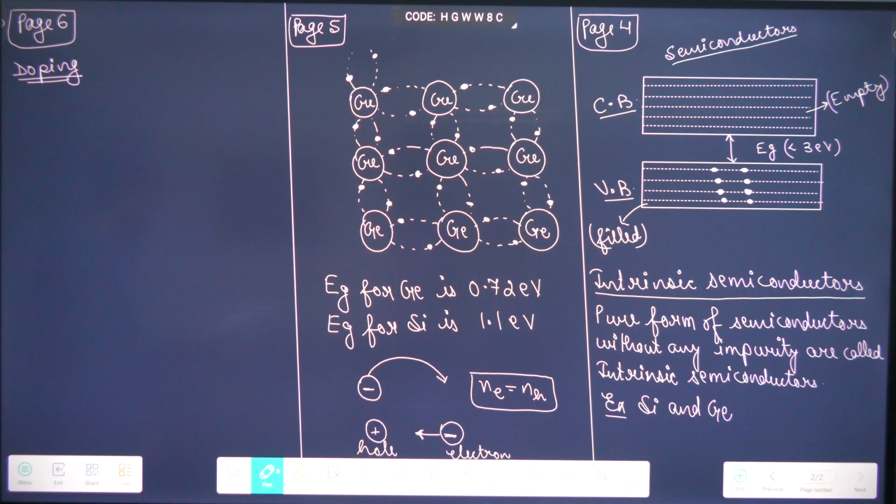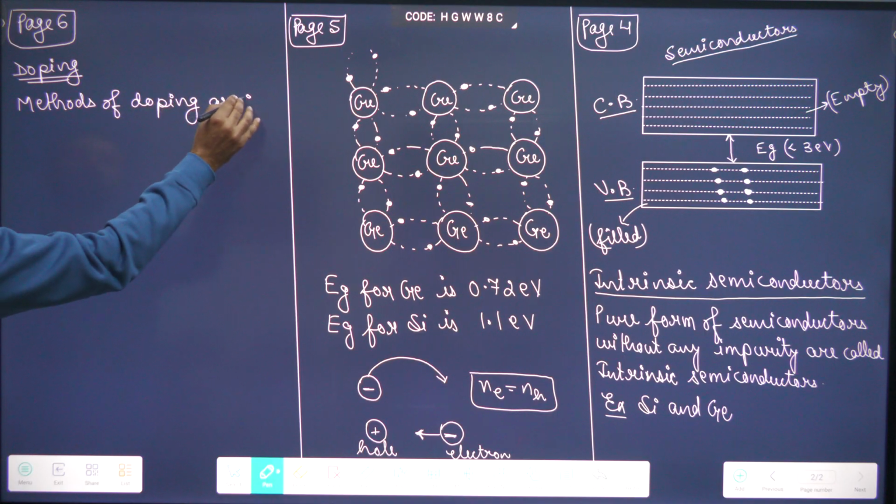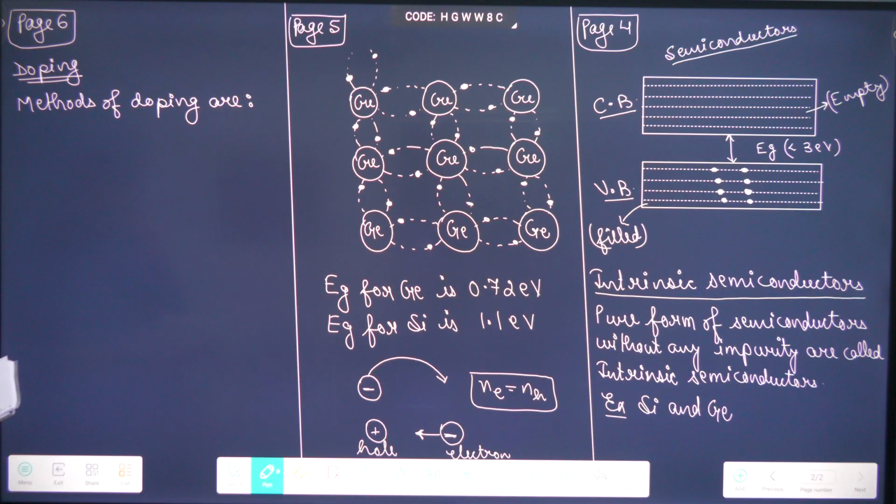Yes, sir. Okay. Doping of a semiconductor increases its electrical conductivity to a great extent. And methods of doping? Methods of doping are: first is to add the impurity atoms in the melt of the semiconductor.